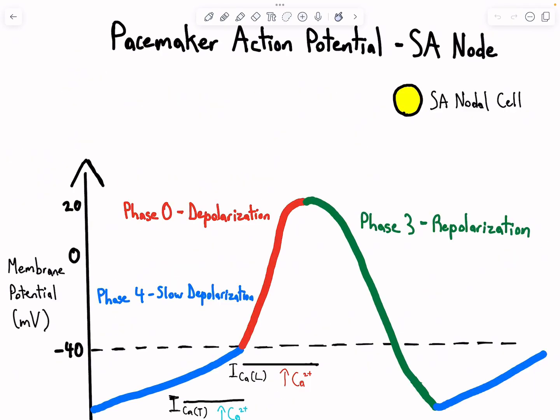Thanks for watching part 2 of the electrical activity of the heart. In the next video, we'll break down the action potential of a regular ventricular myocyte and see how it leads to coordinated forceful contraction. See you there.